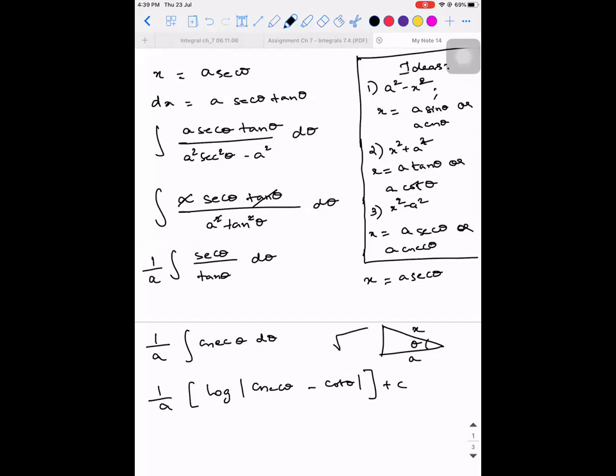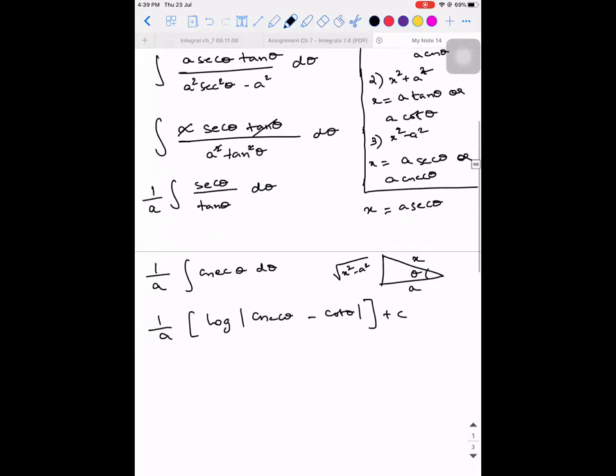So this will be root of how much? X square minus a square. Root of x square minus a square. 1 by a into, now tell me what is cosecant theta? x by root of x square minus a square. Tan theta is root of x square minus a square by a. So it becomes a by root of x square minus a square plus c.